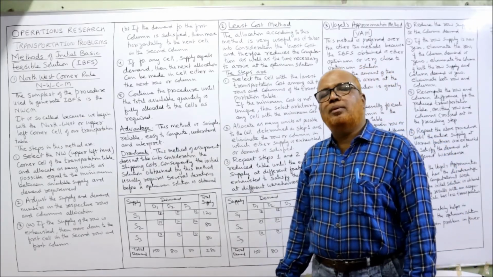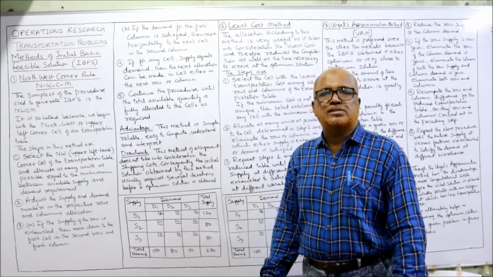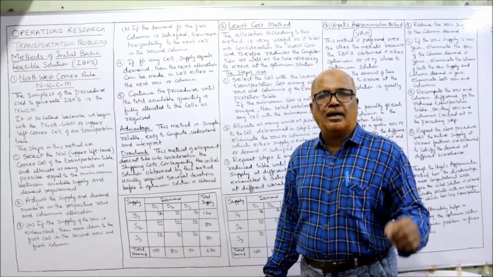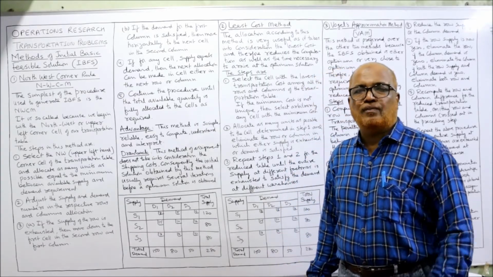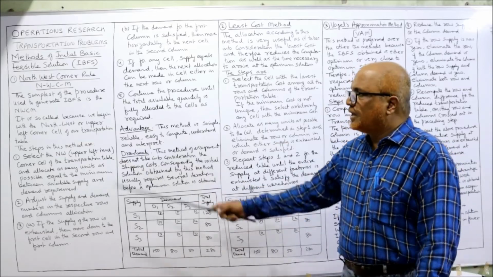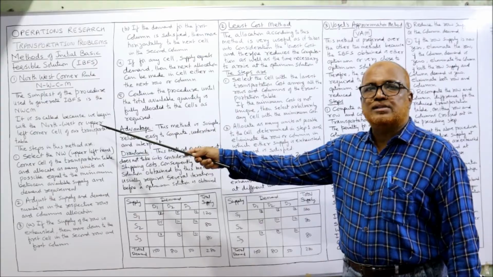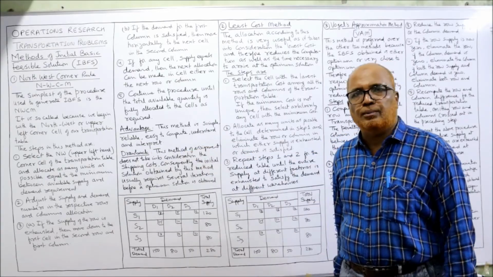In examination, you may be asked a theory question regarding this Northwest Corner Rule. So whatever I explain will be very important for writing the theory question. Apart from that, we will also solve problems on finding the IBFS by the Northwest Corner Rule. It is so called because we begin with the Northwest or upper left corner cell of a transportation table.